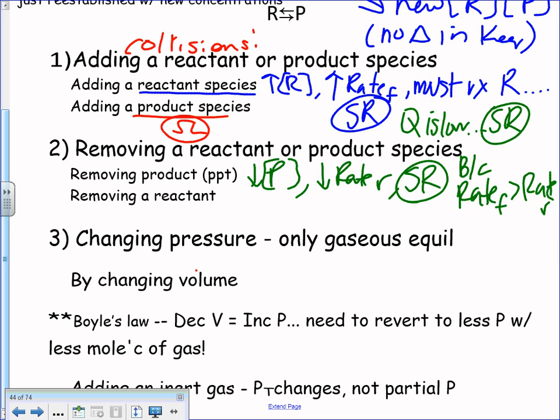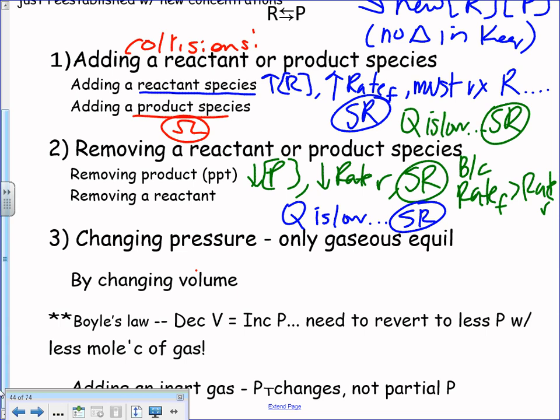How does that relate to Q? If you decrease products, what is wrong with Q? Or what has happened to Q? Right, so Q is low, and so you must shift right to increase Q back up to what K was, what K, the equilibrium constant K, is.